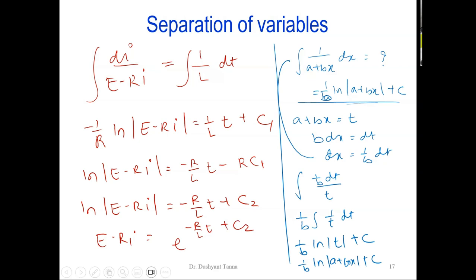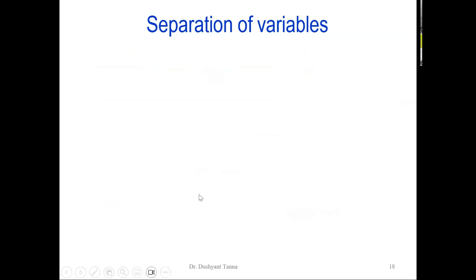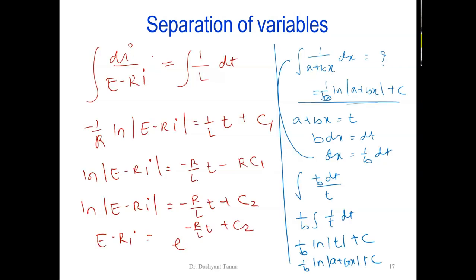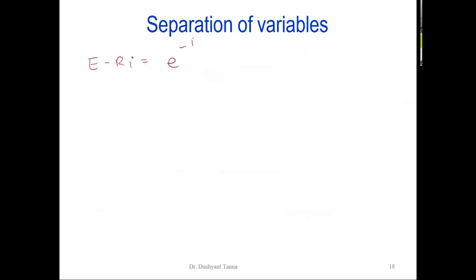Change it. Okay. So E minus Ri, let me split it: e raised to minus Rt over L, and e raised to C2. Can I call e raised to C2 as C? Yes, you can if you want to. So C times e raised to minus Rt over L.